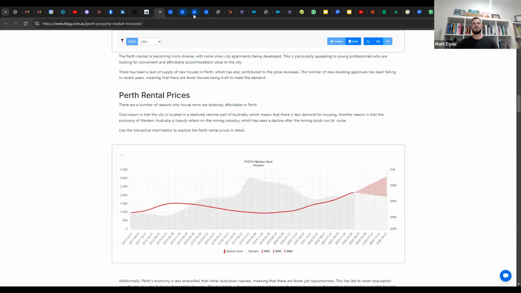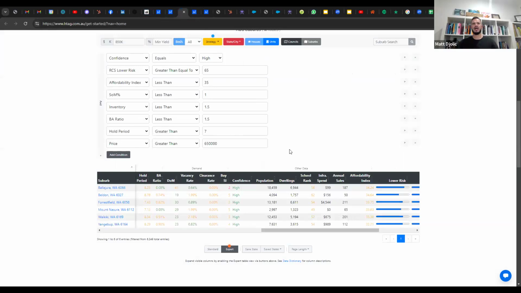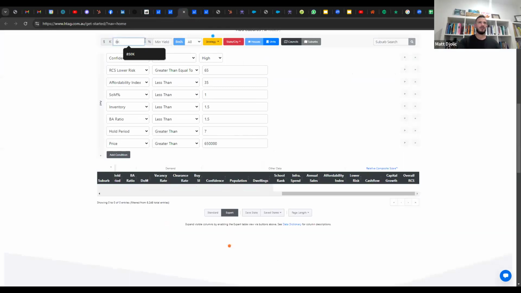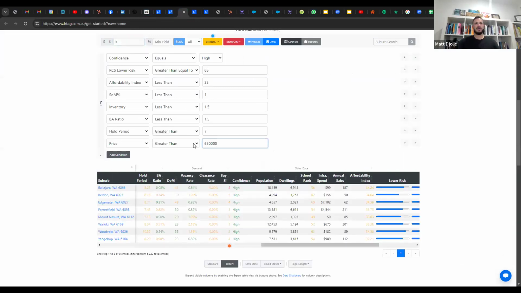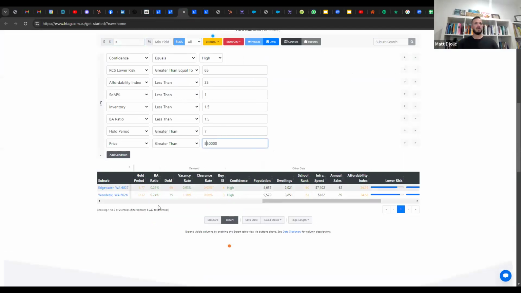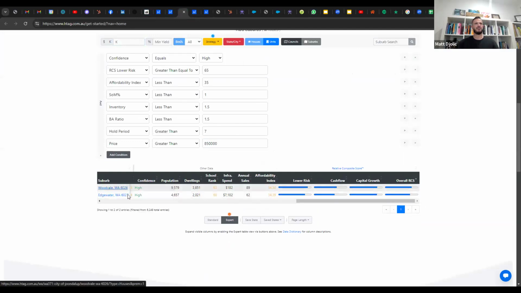And I guess finally, if I want to look at the last one, it will be 800K and above, would you say? Greater than, let's say, 850. We have two. Let's look ranking by the RCS. They're very close. Woodwell is the first one. Maybe let's actually compare the two.